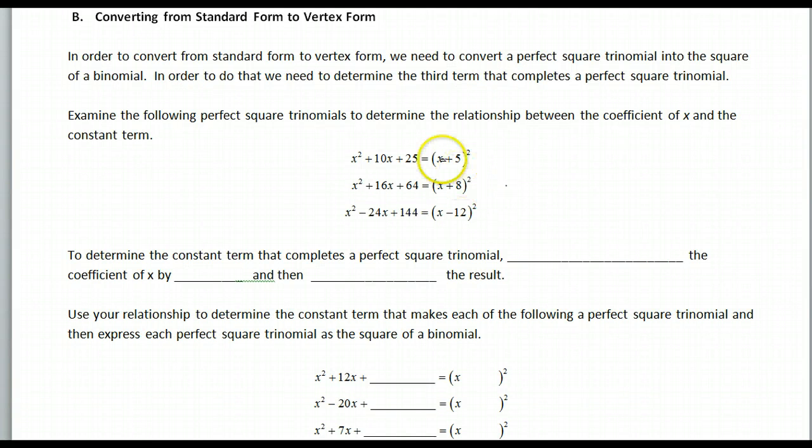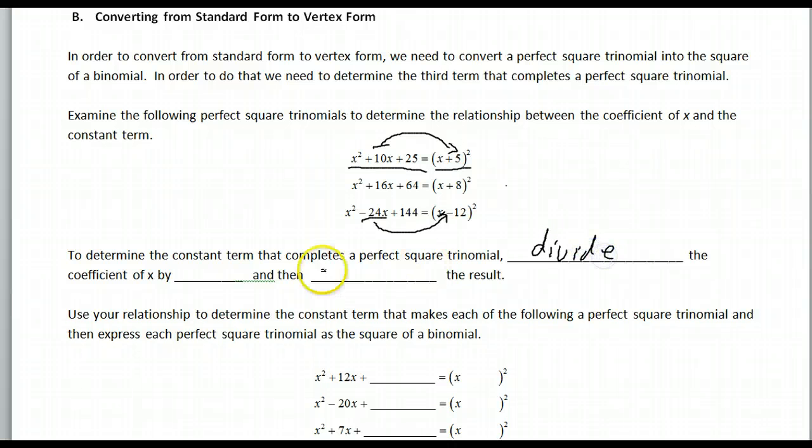Okay, converting from standard form to vertex form, you can read the little blurb at the top there. But if we look at it, what we have is something that's a perfect square trinomial, and we want to get back to the square of a binomial. Well, how do we do that? You notice that half of 10 is 5. Half of negative 24 is negative 12. So to determine the constant term that completes a perfect square trinomial, you divide the coefficient of x by 2, and then square the result.